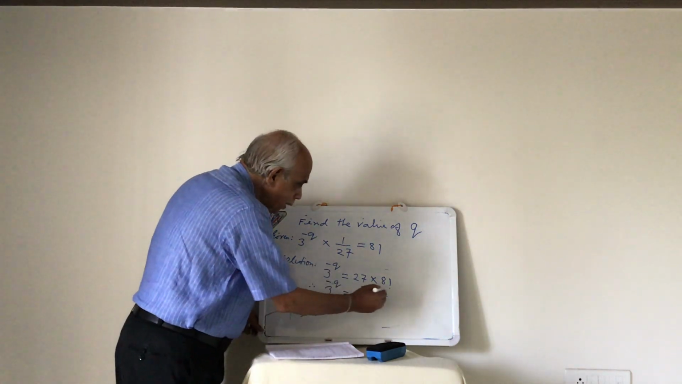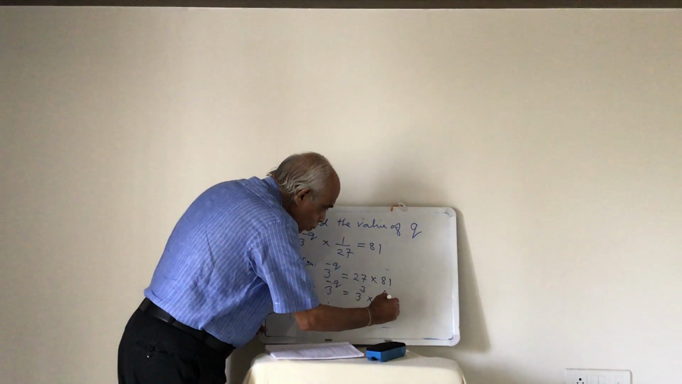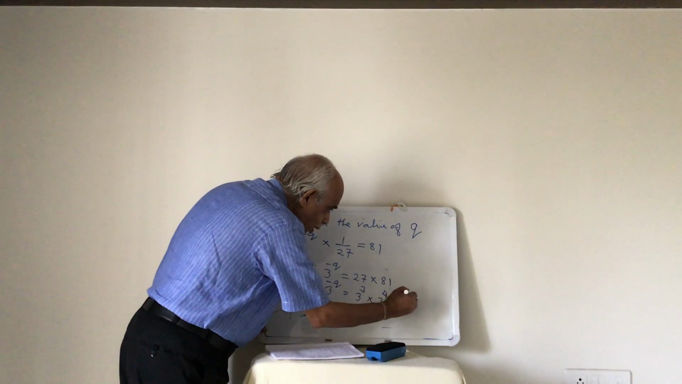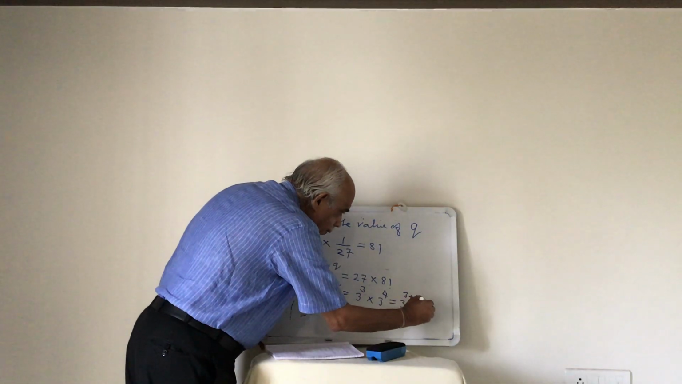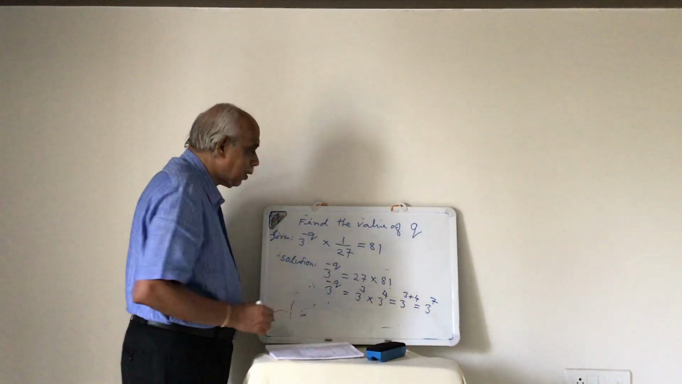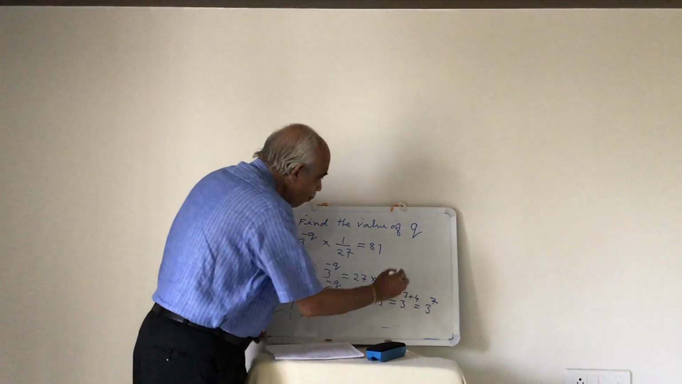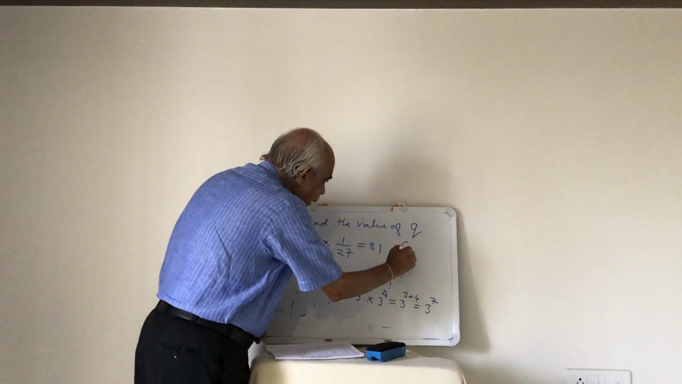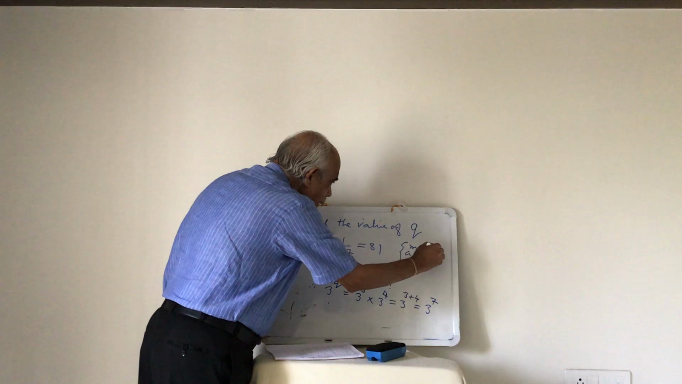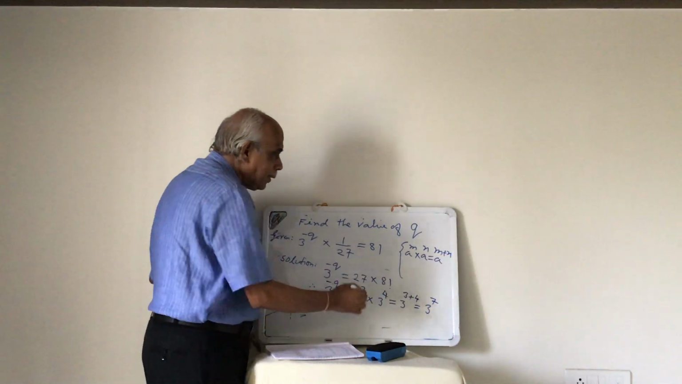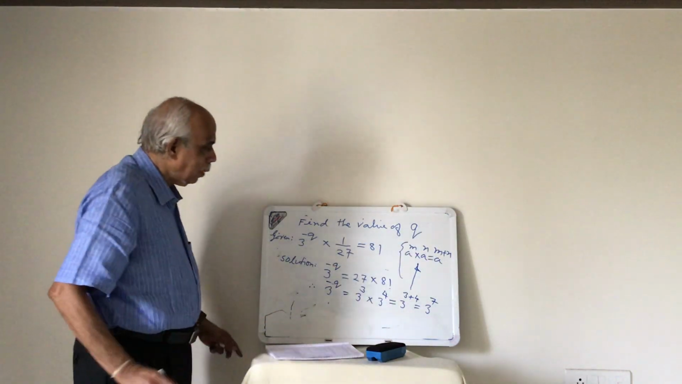So now we are using laws of indices. A raised to m into a raised to n is equal to a raised to m plus n. So 3 raised to 3 plus 4. Okay, so here 3 raised to 7. So what law of indices are we using? Here we are using the law of indices. I will just write it down here. A raised to m multiplied by a raised to n equal to a raised to m plus n. Okay, like this. So we are using the laws of indices here to simplify the expression.